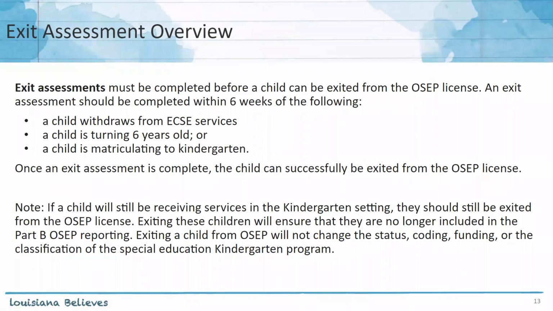It's important to note that if a child will still be receiving services in the kindergarten setting, they should still be exited from the OSEP license. Exiting these children will ensure that they are no longer included in the Part B OSEP federal reporting. Exiting a child from OSEP will not change the status, coding, funding, or classification of the special education kindergarten program.